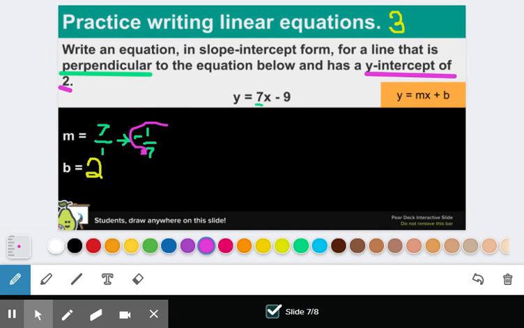Ooh. Well, that didn't turn out very well at all, did it? Okay, so my new slope is going to be negative. That didn't turn out much better.